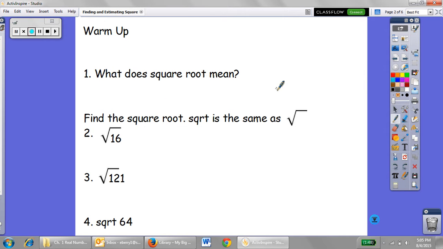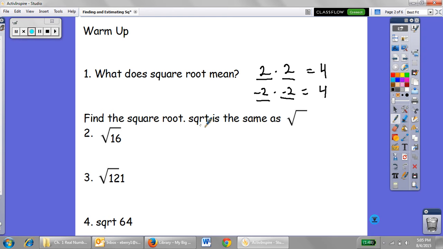Number 1, what does square root mean? Square root means when you multiply two of the same number in order to get another number. For example, we want to think of two numbers that multiply to get 4. There's only two possibilities here, and that number is 2. It has to be the same number. 2 times 2 is 4. We can also put negative 2 times negative 2 because that also gives us positive 4.